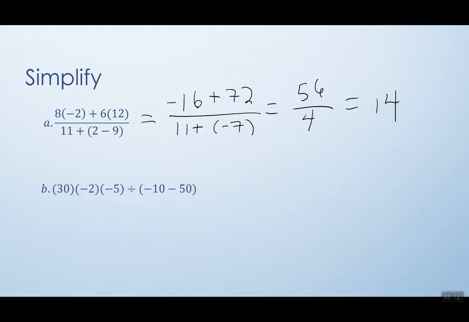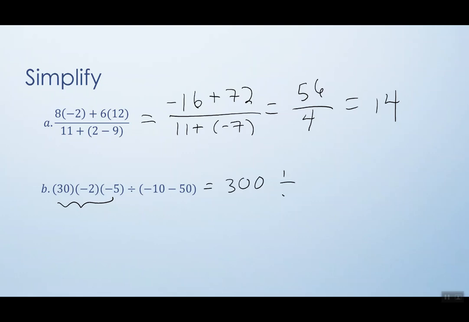Part B, I have 30 times negative 2 times negative 5 divided by negative 10 minus 50. Okay, so let's start with this 30 times negative 2 times negative 5. Remember we talked about 2 negatives makes a positive, so this answer will be positive. I know 2 times 5 is 10, 10 times 30, that's 300 is my first number.